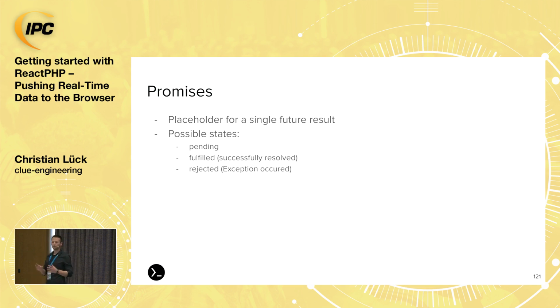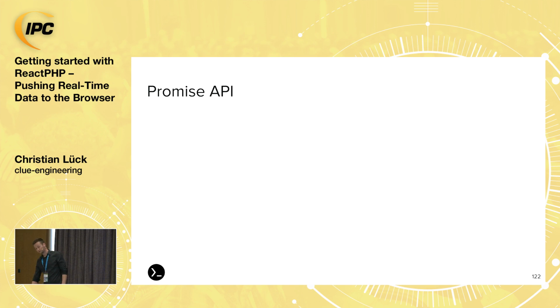A promise is a placeholder for a result. Whenever you execute an operation, instead of waiting for the result, you just get a placeholder. You can use this placeholder to be notified when the result is ready. This placeholder can be in 3 different states, which is just the short version here: it can either be still pending when it's not ready, eventually get fulfilled with a successful result, or be rejected in case an exception occurs. And this is really all you have to care about when you're dealing with promises.